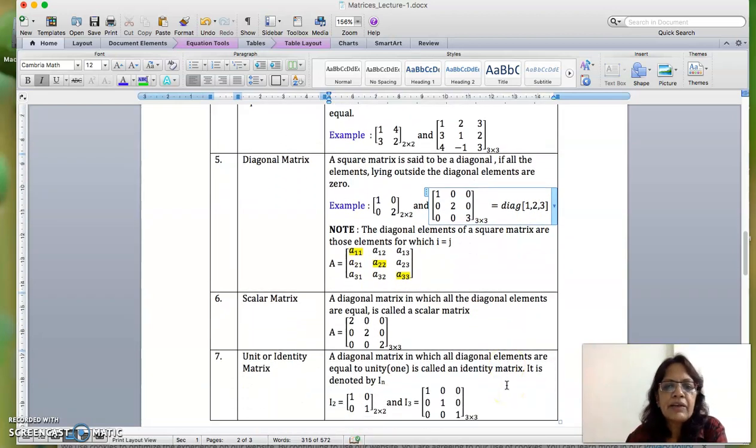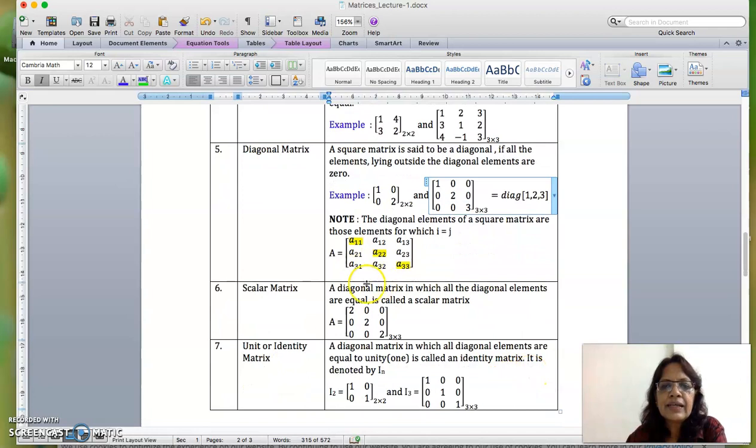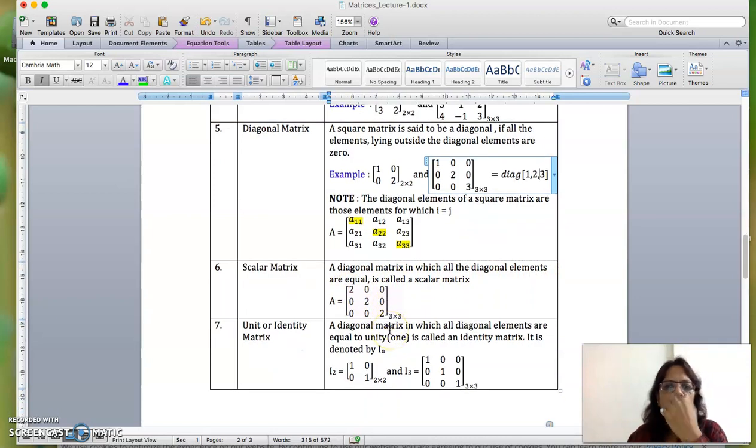Then comes the scalar matrix. What is the scalar matrix? A diagonal matrix. Now you already know a diagonal matrix. जिसके non-diagonal elements zero होते हैं. A diagonal matrix in which all the diagonal elements are equal. तो ये आपकी scalar matrix होगी. Non-diagonal elements zero है. This is a scalar matrix. Okay. All these can come in your MCQs. Some matrix is given and they can give you 4 options what type of matrix it is. So you should know all these things.